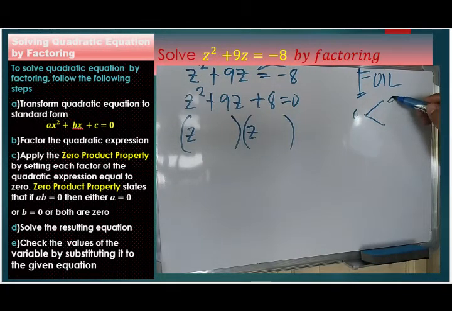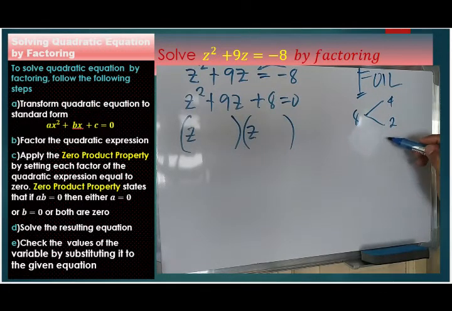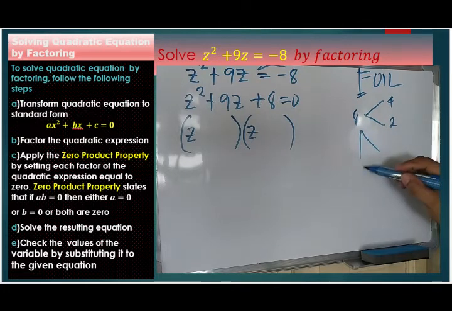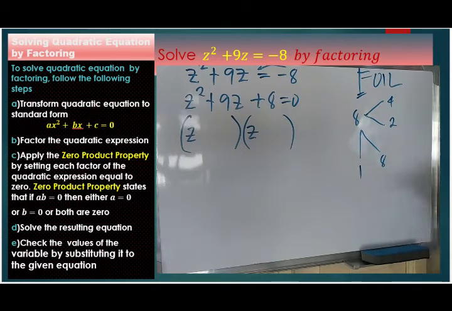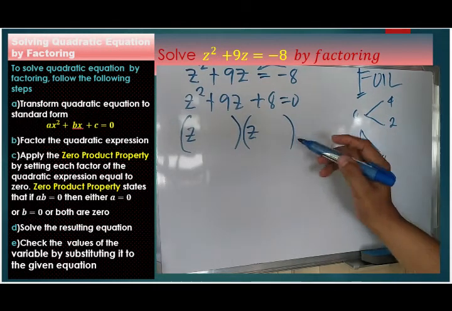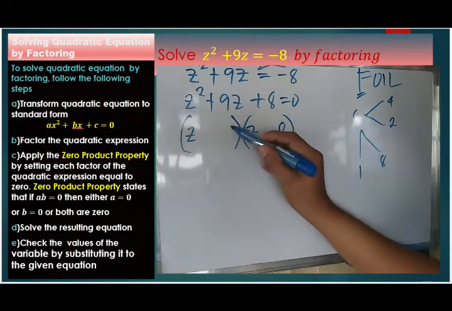So, we can have 4 and 2. But 4 and 2 when added is only 6. Let's choose another one. We may also choose 1 and 8. When added, it's 9. When subtracted, it's 7. Therefore, there is a chance that we get it correctly. So, you say 8 times 1.